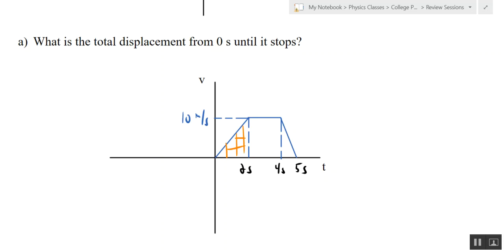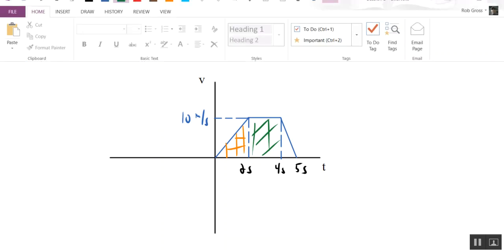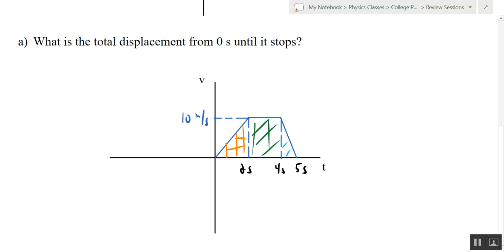And then from 2 to 4 seconds, it's a rectangle, also with a base of 2, because it's 4 minus 2 seconds, right? And a height of 10. And then the last thing is another triangle here with a height of 10. They all have the same height. What's the base of the last triangle? 1 second, right? So you just got to add all those up, and that'll give you the total displacement.